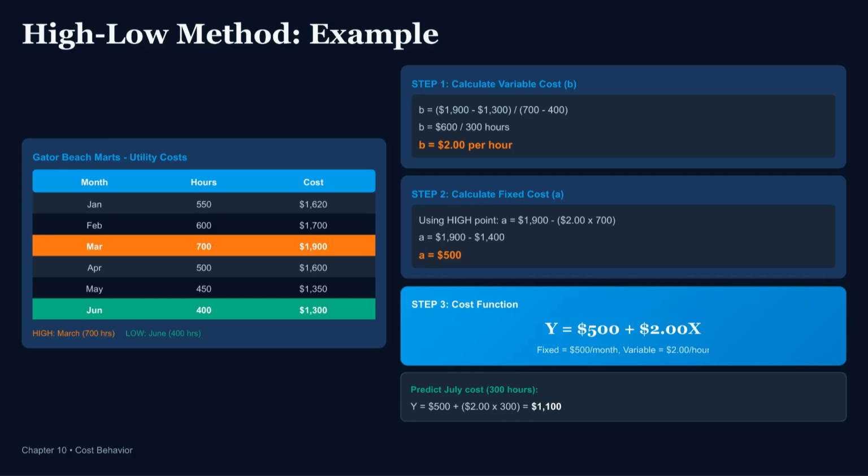There are some limitations of the high-low method. Uses only 2 data points. Ignores all other observations. Extreme points may be outliers that distort the estimate. No measure of how well the line fits the data.